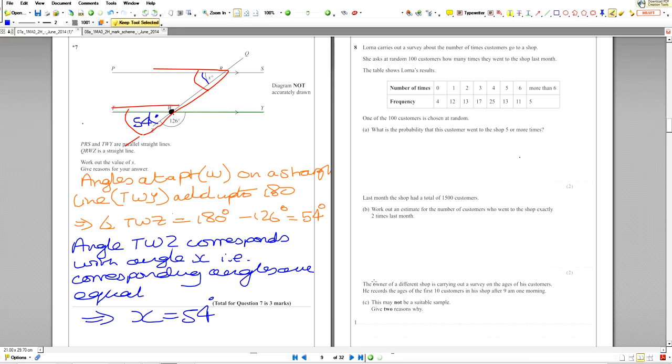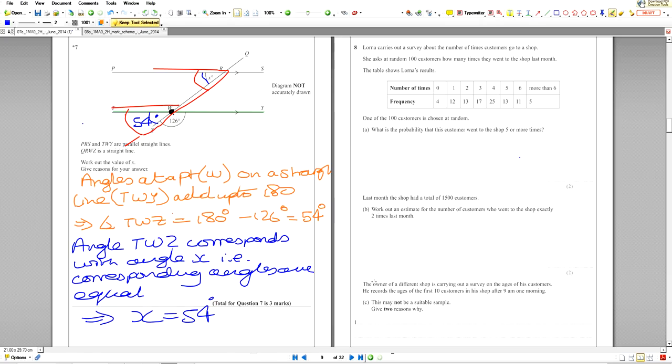Question number 8. Let's move quickly, folks. Lorna carries out a survey about the number of times customers go to a shop. She asked at random 100 customers how many times they went to the shop last month. The table shows Lorna's results. Okay. So this is called experimental probability. So from actually experimenting and actually doing it in real life, she's managed to get these results.